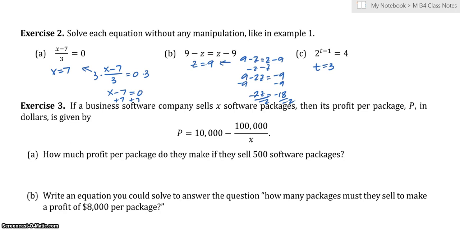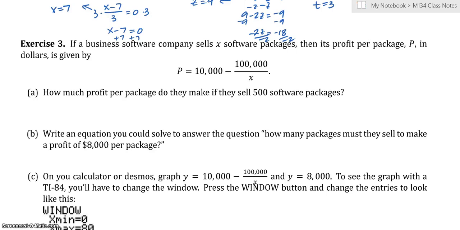Exercise 3. If a business software company sells X packages, then its profit per package, P, in dollars is given by this formula. So X is the number of packages it sells, and P is the profit in dollars. So how much profit per package do they make if they sell 500 software packages? If you know what to do, go ahead and try it. Pause, and then come back.